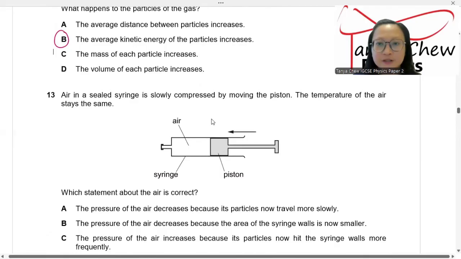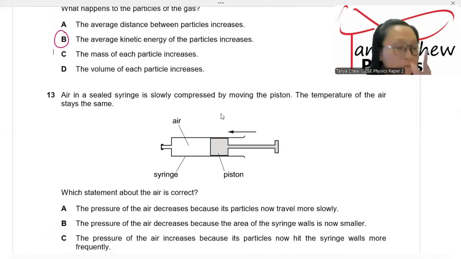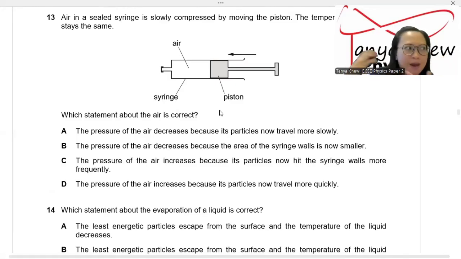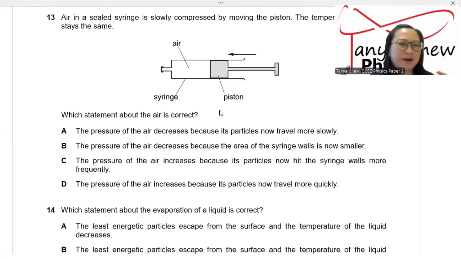Number 13, air in a sealed syringe is slowly compressed by moving the piston. The temperature of the air stays constant. Remember, when the temperature of the air stays constant, the kinetic energy will be constant as well. You have to bear that in mind. Which statement about the air is correct? I would say that the pressure, because the syringe is being compressed, so the volume, the space occupied by the air, is getting lesser. So the air particles will come closer to each other.